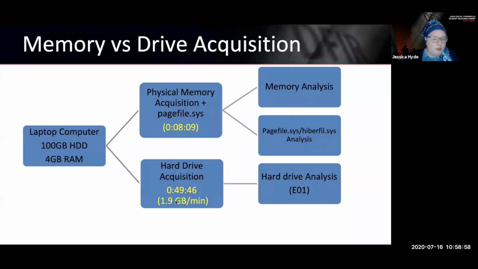And when you're talking about time, look at this. This is a sample that Aaron ran, where it took 49 minutes to do the imaging of the hard drive, but the physical memory plus a page file was acquired in just 8 minutes. And that is really rapid. That means in 8 minutes, you can start running some of these items.